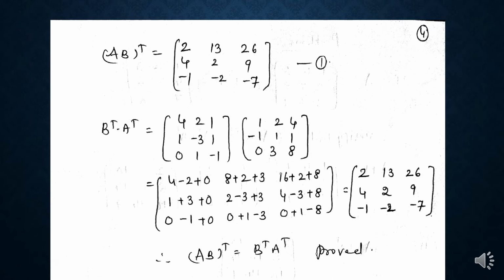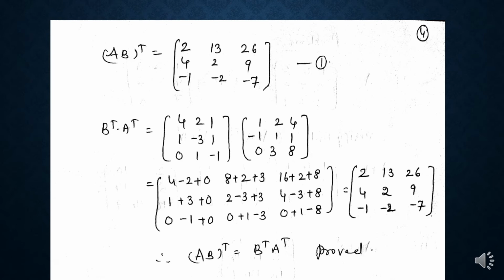Now to find the right hand side, B transpose into A transpose. B transpose is [4, 2, 1; 1, -3, 1; 0, 1, -1], and A transpose is [1, 2, 4; -1, 1, 1; 0, 3, 8]. These are of the same size, so we can multiply these two matrices.